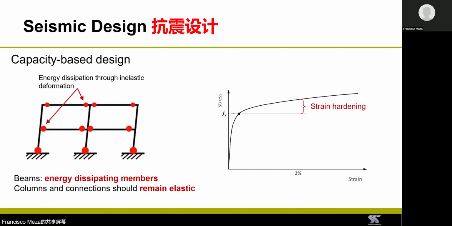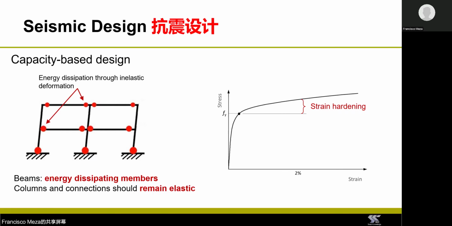So in seismic design, a design methodology that is often used is called capacity-based design. And what this means is that the structure is designed so that only certain parts of the structure yield, while other parts remain elastic. So the structure is basically able to resist the earthquake through the energy dissipation of the yielding components, which will deform inelastically.